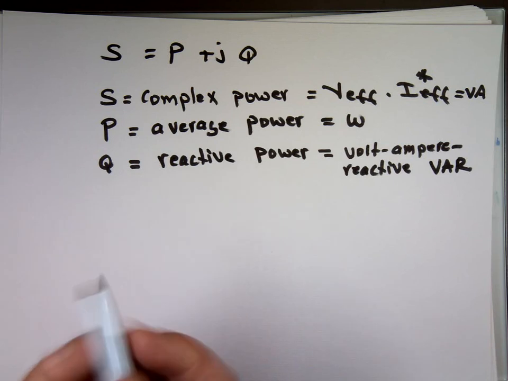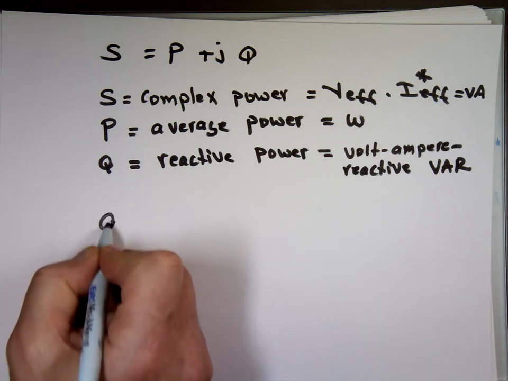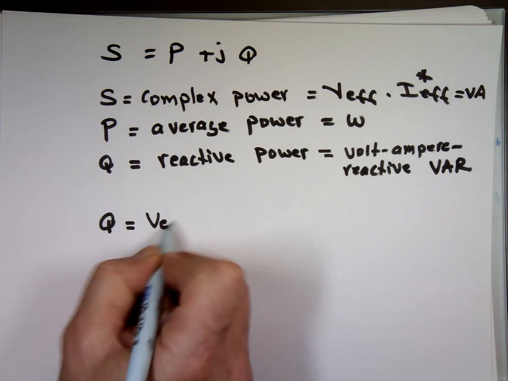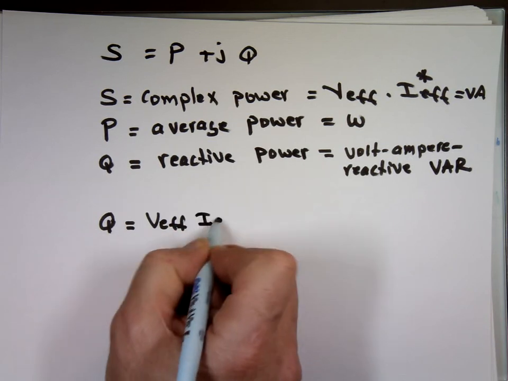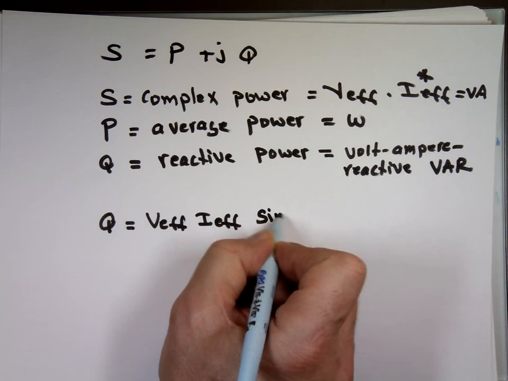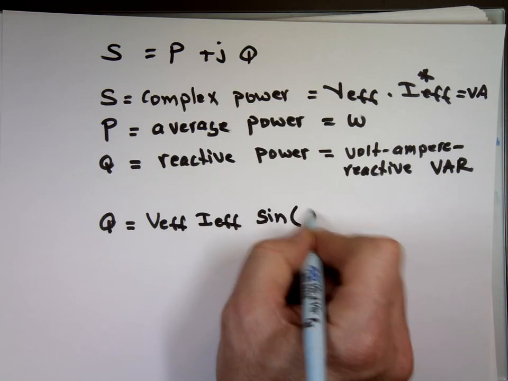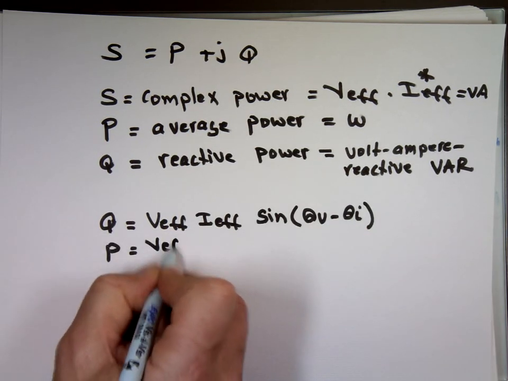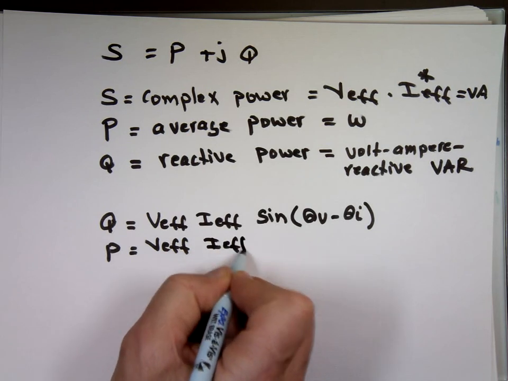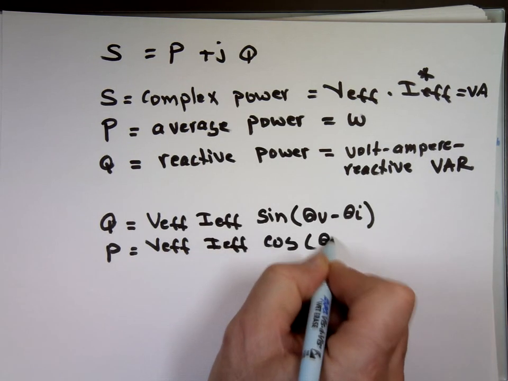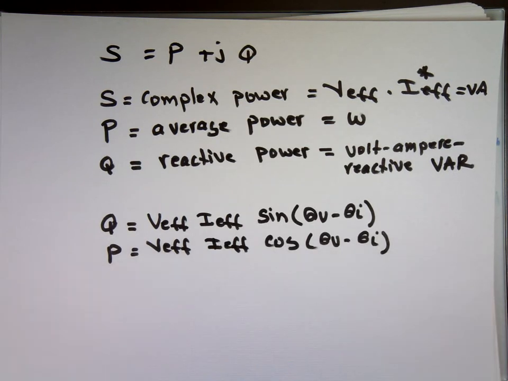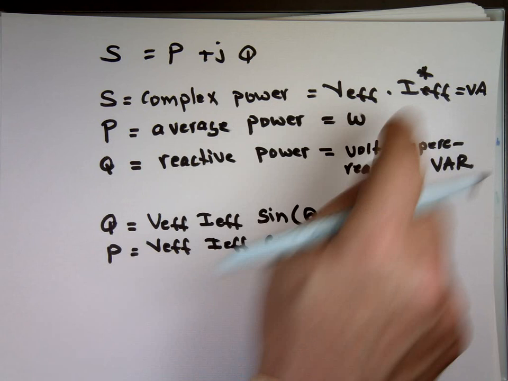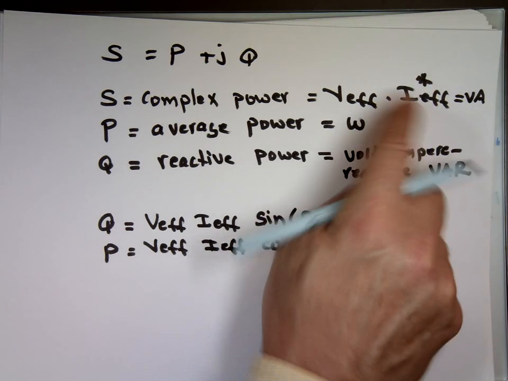And if you want to calculate the value of Q using geometry, Q is equal to what? It's V effective, I effective, times the sine of theta V minus theta I. And P is V effective, I effective, cosine theta V minus theta I. Geometry. You see what happened to the conjugate? Again, we're talking about the magnitude of that number. Doesn't matter what the angle is, conjugate or not, that doesn't change the magnitude.